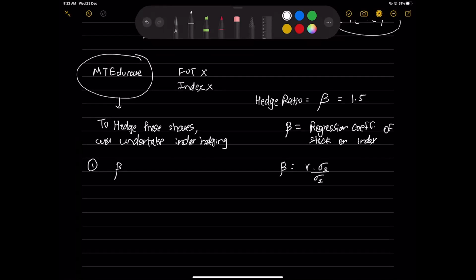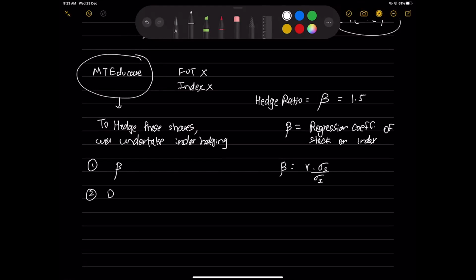the index. ये आप लोग को पहले से पता ही होगा, since you are stat students, तो regression term आपको ये पता ही होगा. Okay, so beta is R into standard deviation of S upon standard deviation of I. That's how we get beta. The first step that we are going to do to hedge our portfolio is to calculate the beta of the stock.